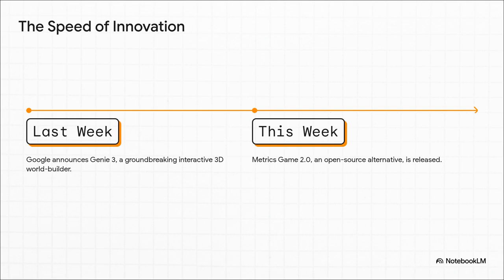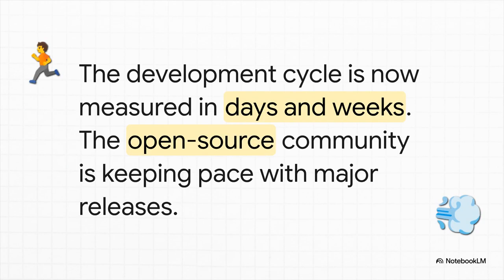Okay, then this week, an open-source alternative called Metrics Game 2.0 dropped, and it does something very similar. Now look, is the open-source version as polished and perfect as Google's? No, of course not. But that's not even what's important here. The real story is that the development cycle for these incredible tools is now measured in days and weeks, not months or years. The moment a big company announces some groundbreaking proprietary tool, you can bet the open source community is already building its own version. The pace is just not slowing down.